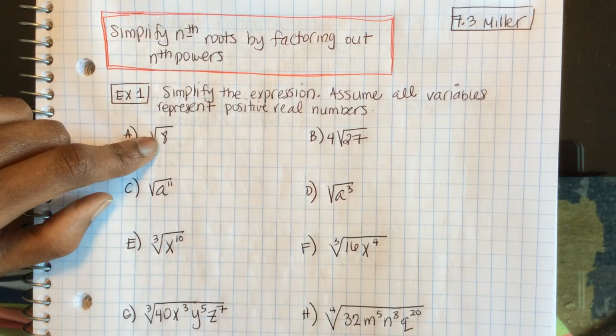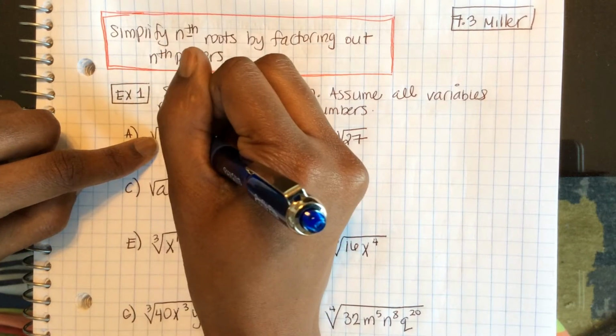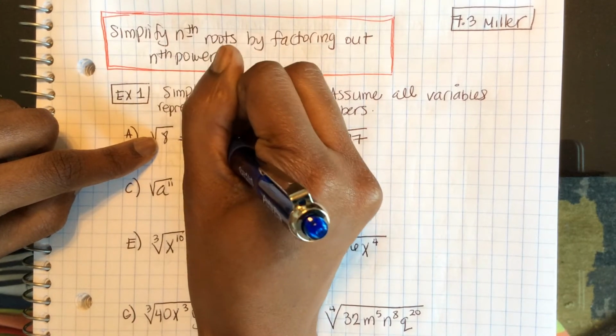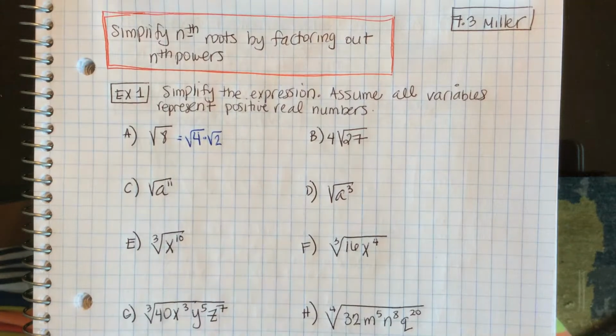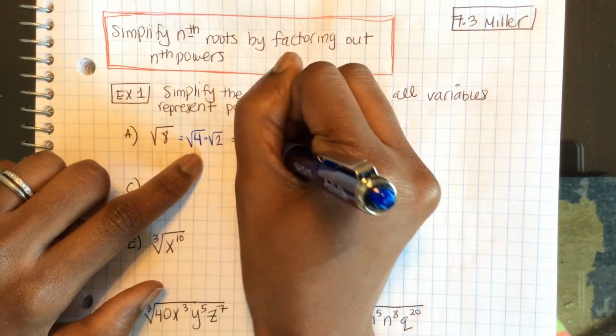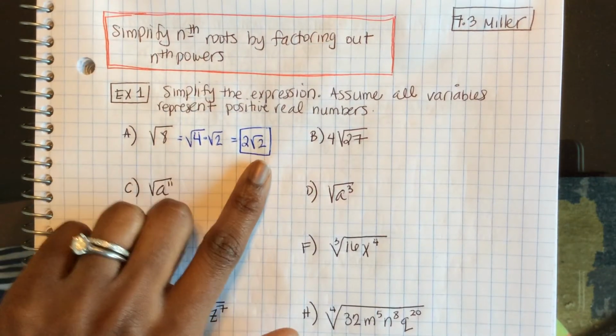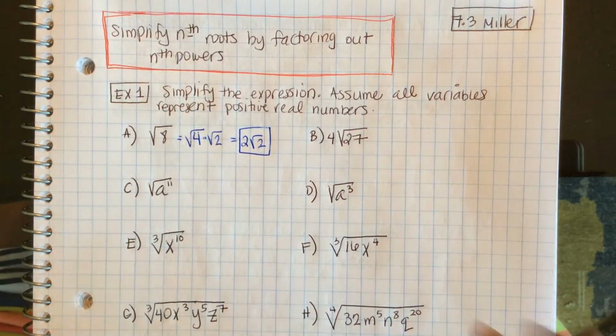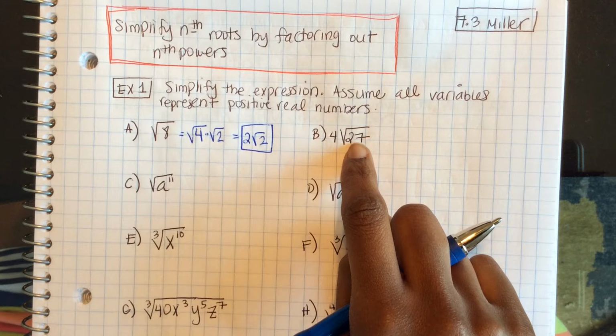What's a perfect square that's a factor of 8? Well, that is 4. Square root of 4 times square root of 2. Square root of 4 is 2 square root 2. This is simplified.